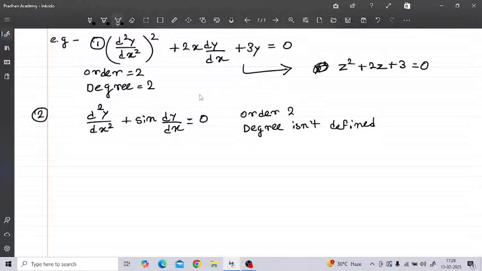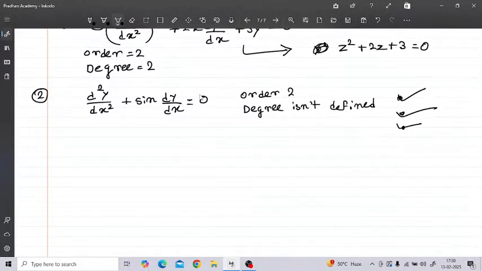So here we have to consider three things. First, what is degree? Degree is the power of the highest order derivative. Second, degree must be a positive integer. If we are getting radicals, then we have to make the equation radical free first, then we will get the degree. And third, degree is defined only on the differential equations which are polynomials of derivatives. Okay, so that's much of the theory. We will move to the questions now.